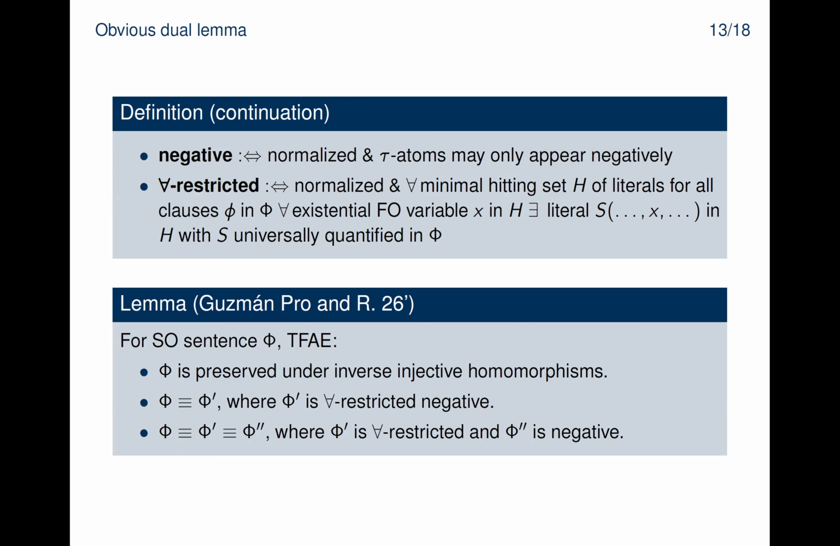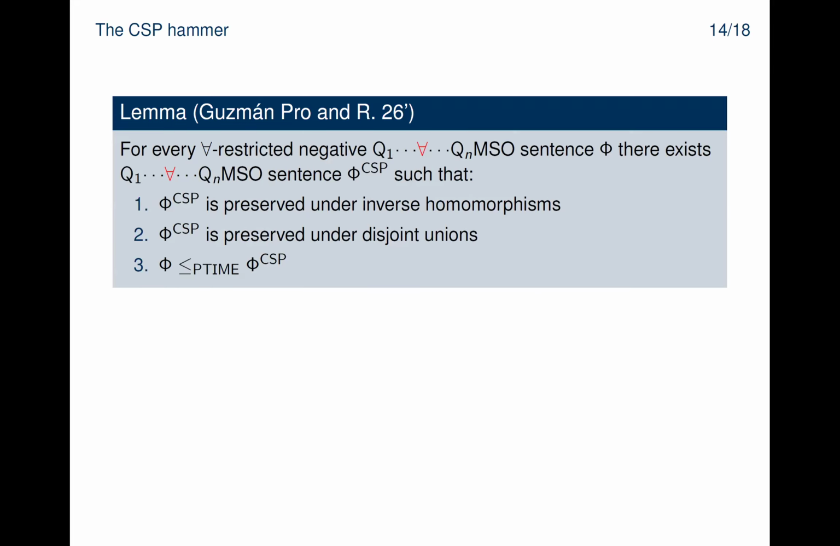And then the dual lemma says that we have preservation under inverse injective homomorphisms if and only if we're equivalent to a for all restricted negative sentence. So this is the conceptual part of our proof. Now the question is, what about surjective homomorphisms and disjoint unions? And for this, we actually need to apply some ad hoc construction. And this will be the CSP hammer, and then hopefully the general idea of the proof will also become clear.